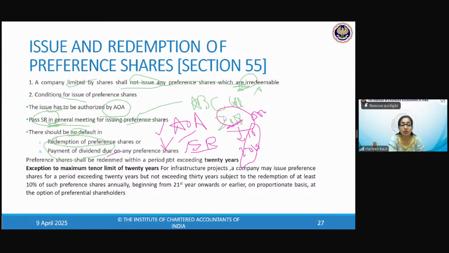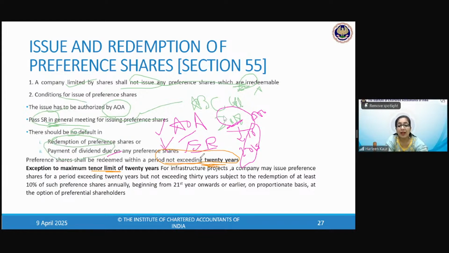Now it says preference shares can be redeemed within a period not exceeding 20 years. So what is the time limit for which they are issued? They should not be issued for more than 20 years. Maximum tenure limit of 20 years. The maximum tenure will be 20 years.